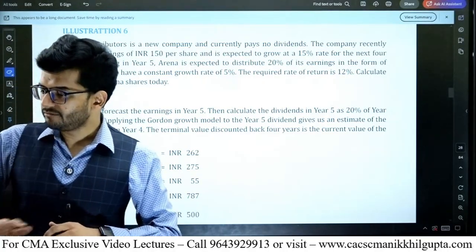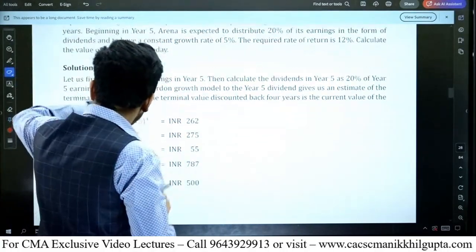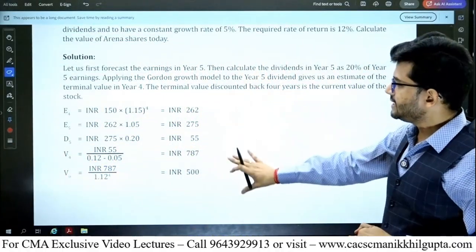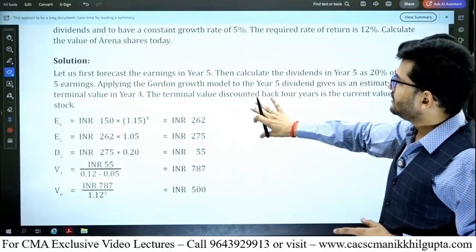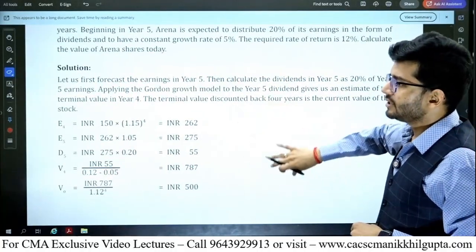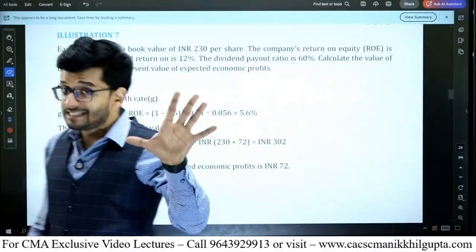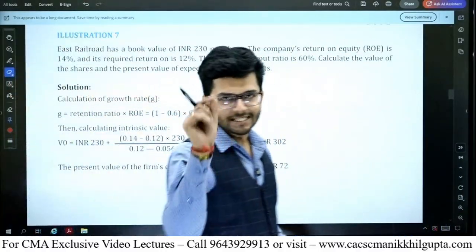Yes, easy, simple formula. Now illustration number 7 has got a twist. Very normal, guys. Please do these calculations. They are quite straightforward. If you face any problem, you can get in touch with me. Now this is very easy, but there's a catch in this particular question. Let's see what the catch is.